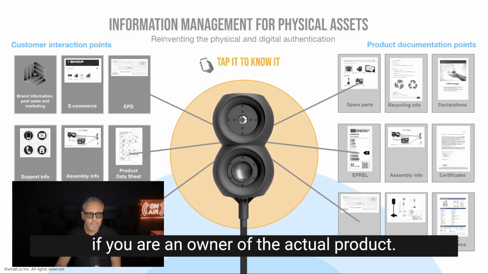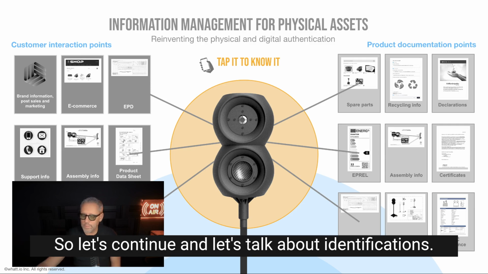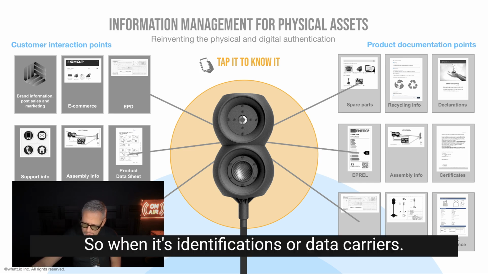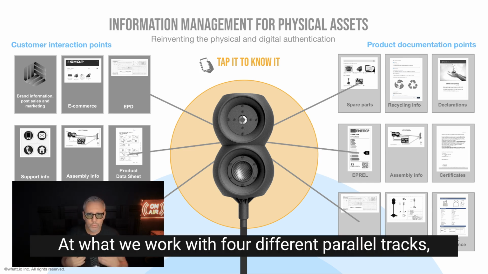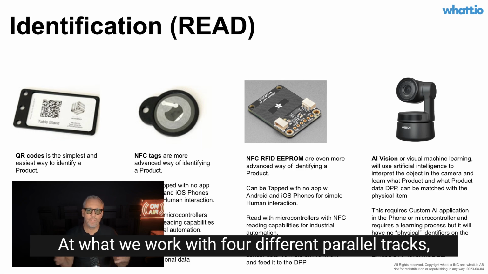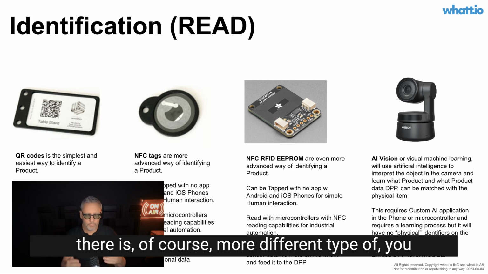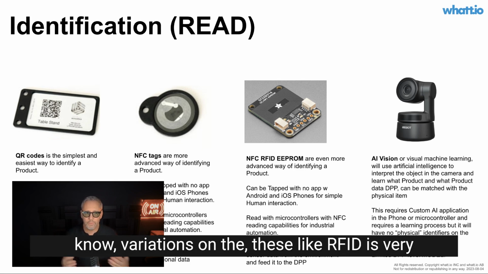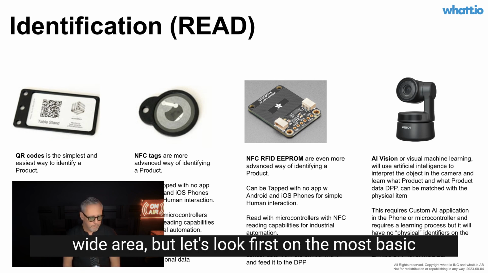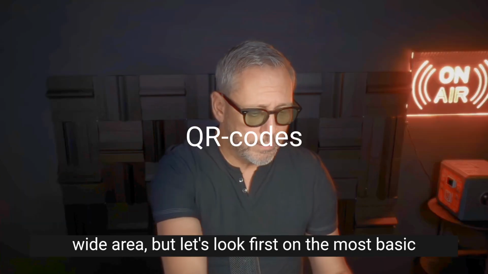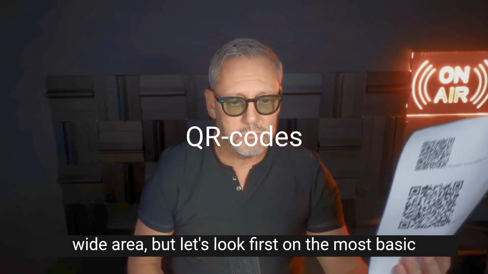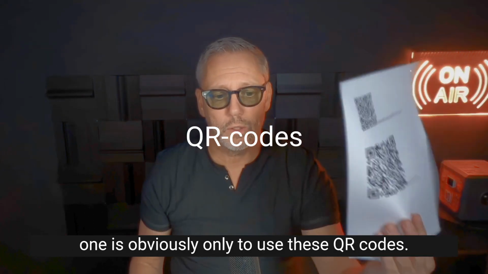So let's continue and talk about identifications. When it comes to identifications or data carriers, at What I Owe we work with 4 different parallel tracks. There are, of course, more variations on these, like RFID, which is a very wide area. But let's first look at the most basic one, which is obviously to use QR codes.